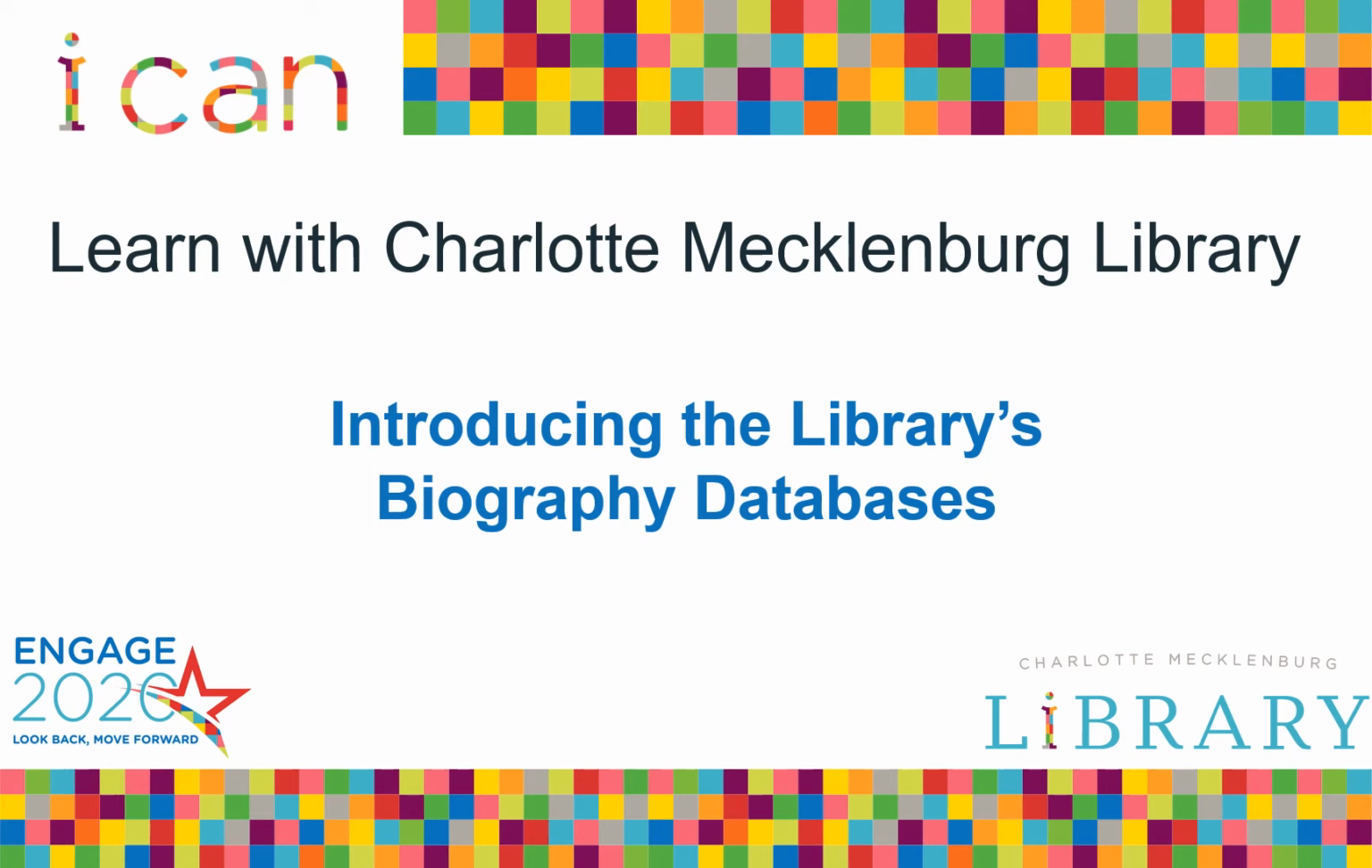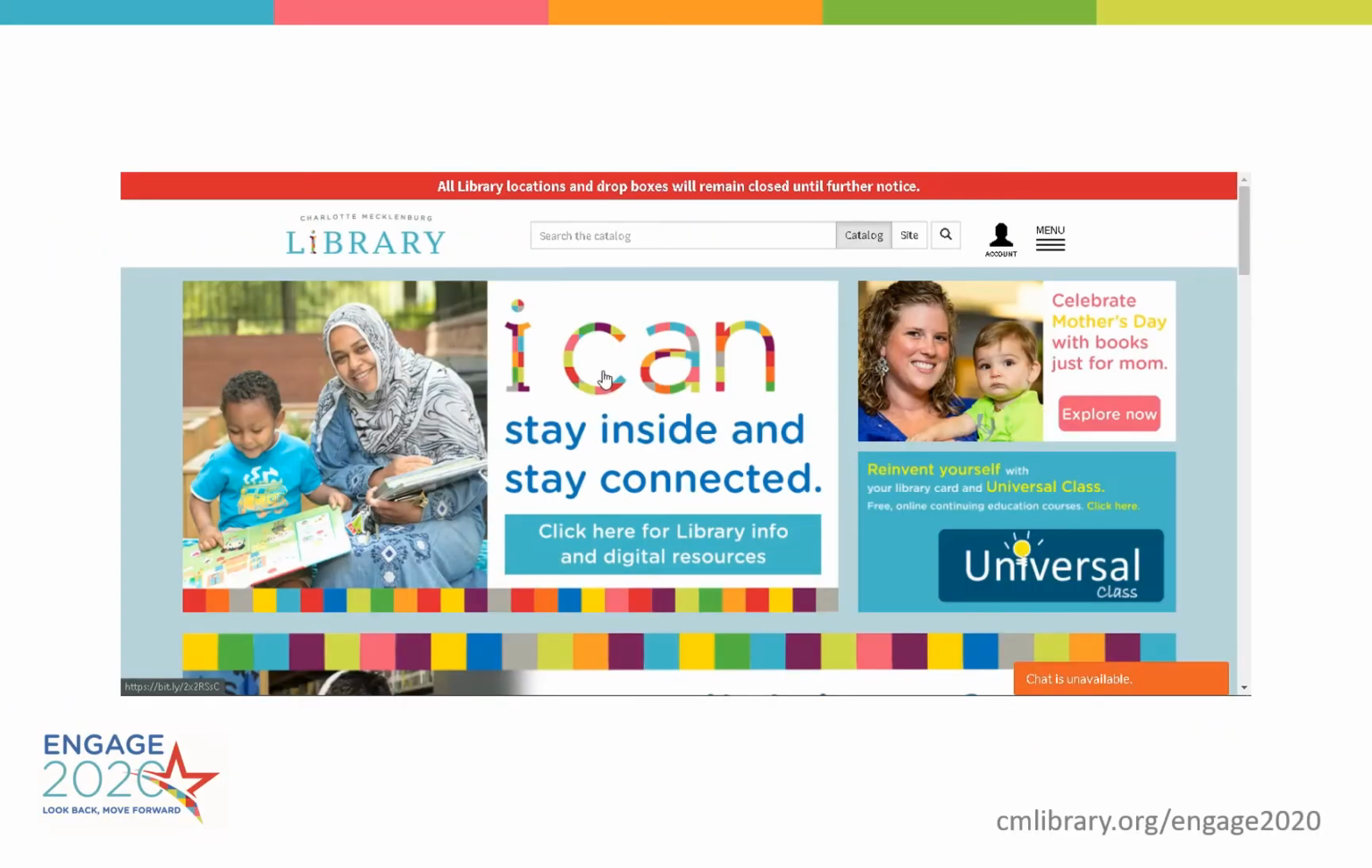Look back, move forward. When searching for a biography on a specific person, one of the first things you want to think about is how long of a biography that you want. If you want something like a book-length biography, you should probably start by searching the library's catalog here on the homepage, cmlibrary.org. Simply make sure the toggle is set to catalog, type in your search, and click on the magnifying glass to go. This will give you access to a wealth of both print and electronic books. The ebooks you can access right from home.